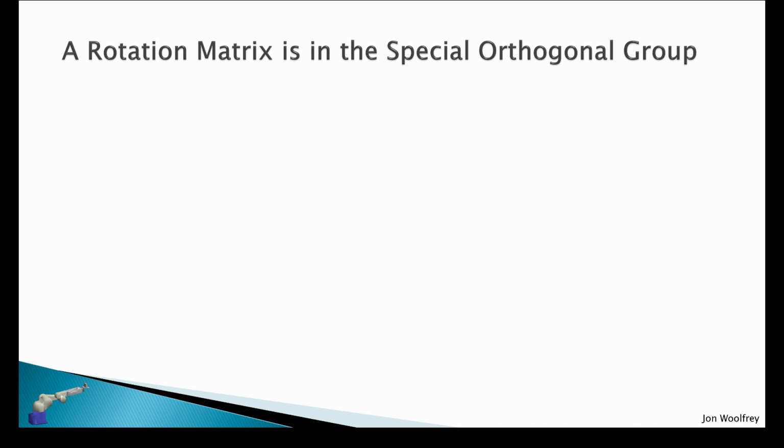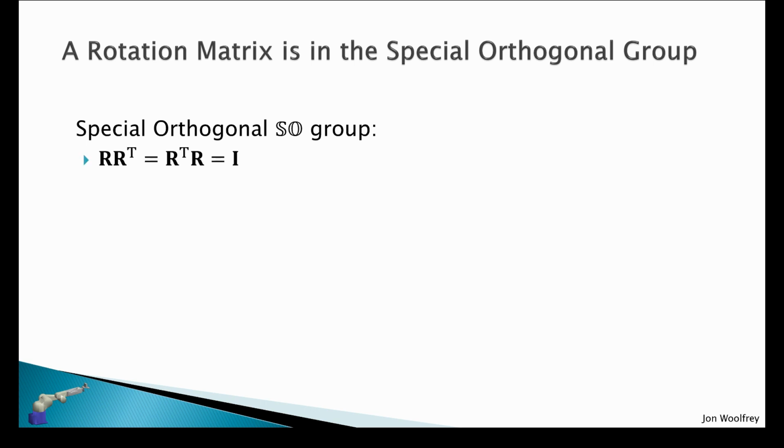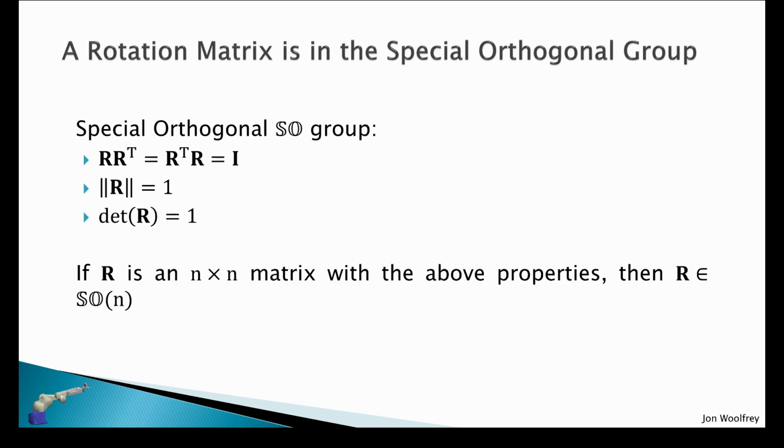So a rotation matrix is in the special orthogonal group. And the special orthogonal group has the following properties. R times R transposed is equal to R transposed times R, which is the identity matrix. The Euclidean norm of this matrix is 1, and its determinant is 1. So if R is an n by n matrix with the above properties, then we say that R is in the special orthogonal group of n dimensions.